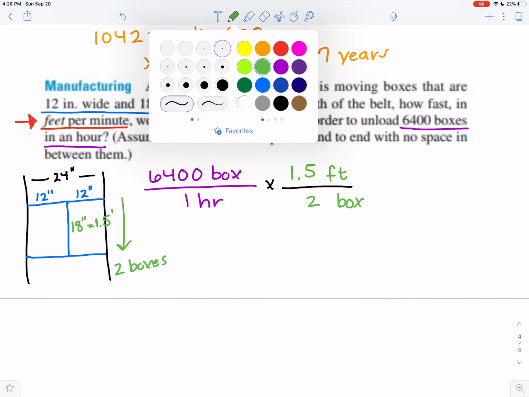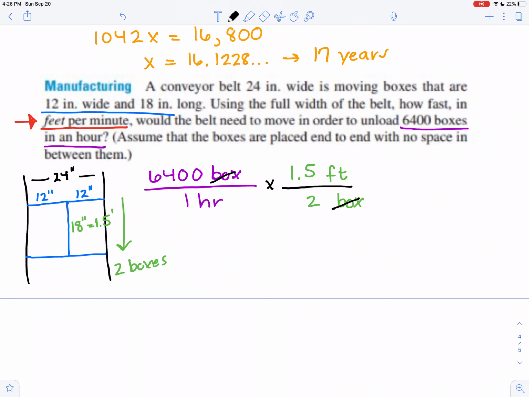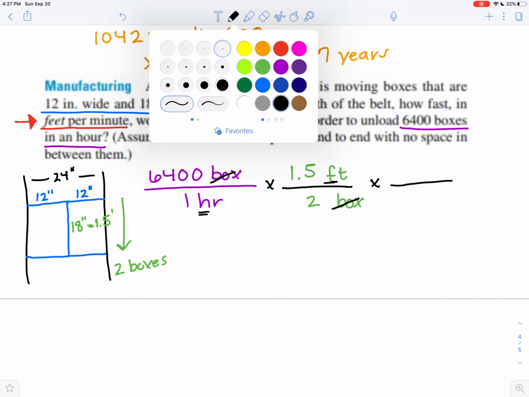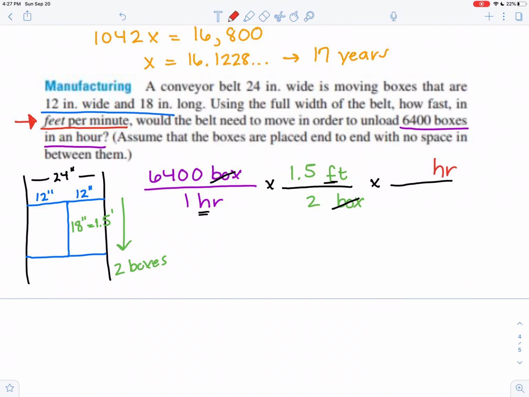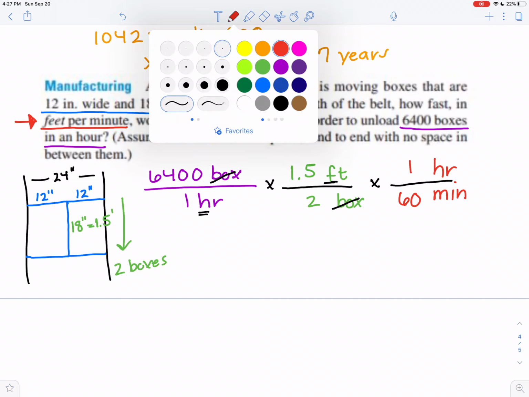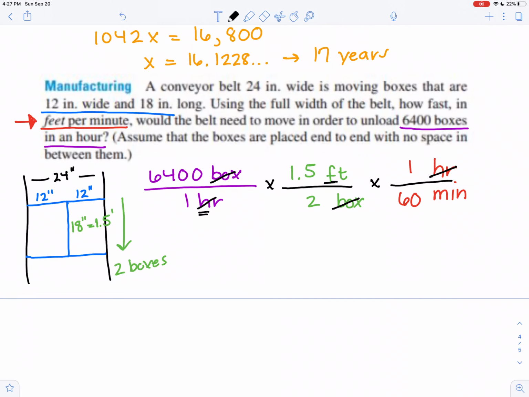And notice what's going to happen here. The boxes are going to go away, and now we're in feet per hour. So the feet is good, but we want feet per minute. So I'm going to do one more conversion where I want the hours to go away, so I'm going to put that on top, and I want minutes to stay. We know that 1 hour is equal to 60 minutes. That's going to cancel my hours and leave me with exactly what I want, which is feet per minute.